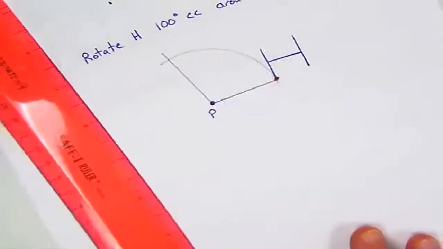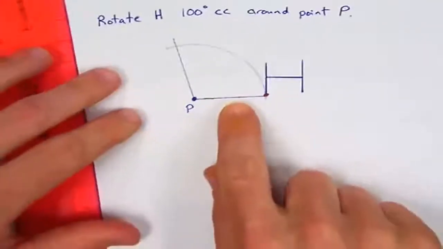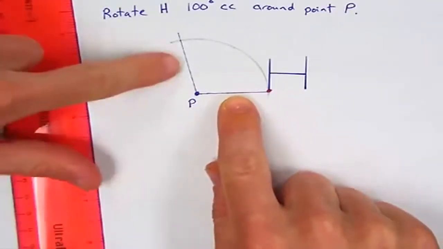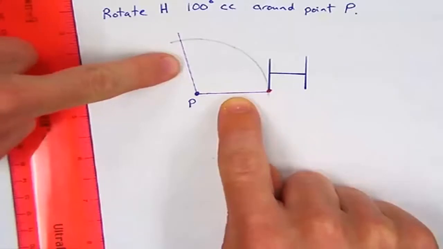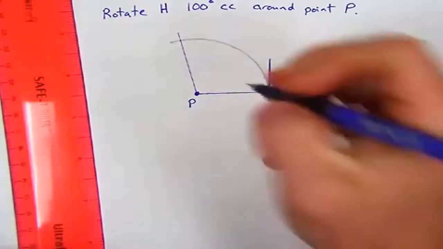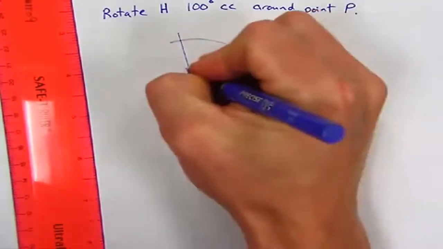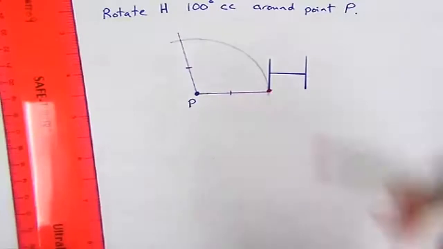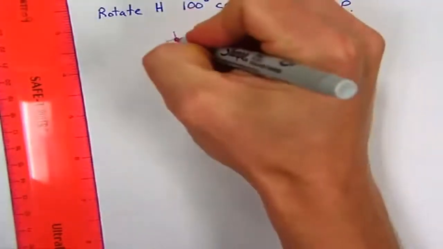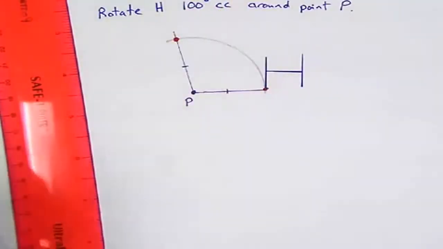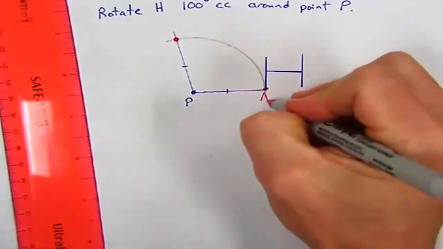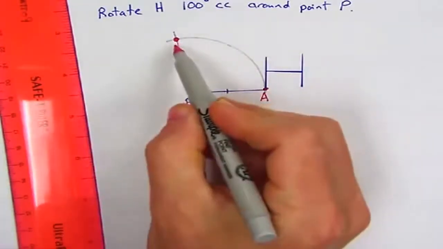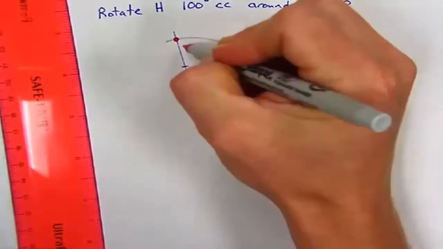Okay. Now what does that guarantee about this segment and this segment? They're exactly equal. Okay? And that is the key to these rotations. So this point rotates over to here. I guess we could label the points so we know what we're talking about. Let's call this point A. That would make this one A prime.